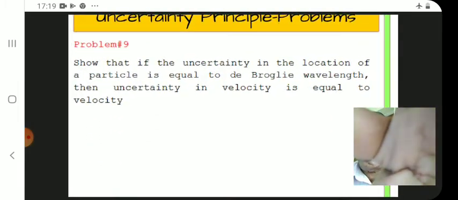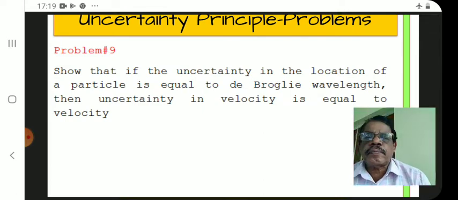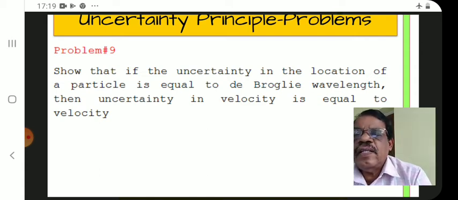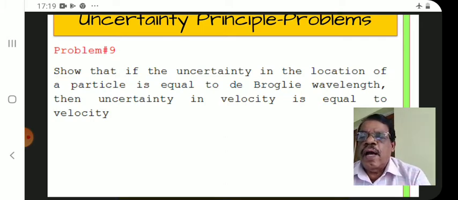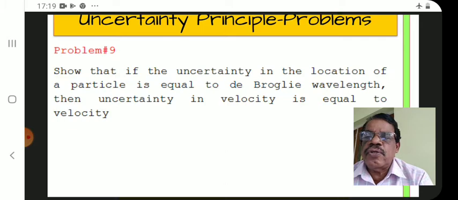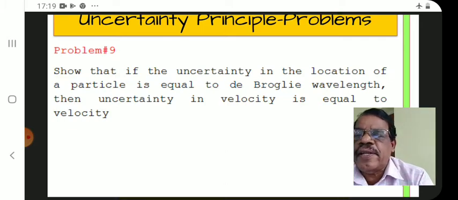Next problem. Show that if the uncertainty in the location of a particle is equal to the de Broglie wavelength, then uncertainty in velocity is equal to velocity. That question you read carefully and try to understand.